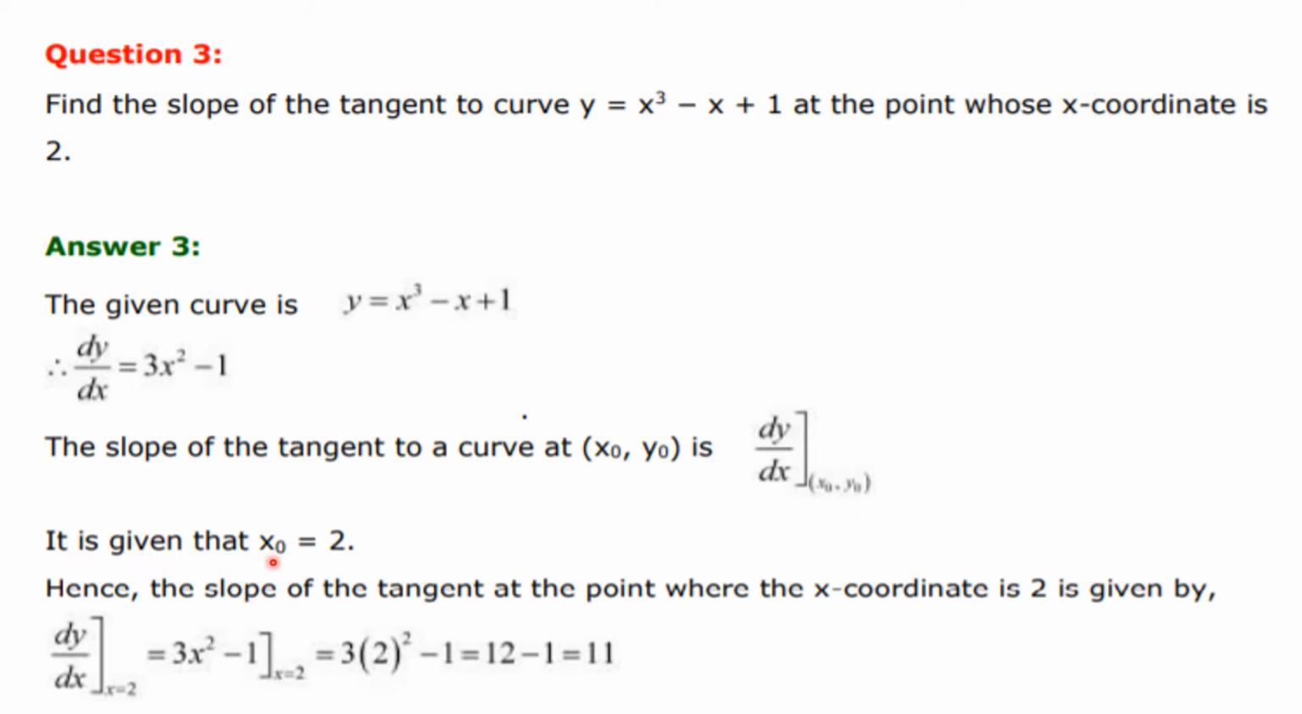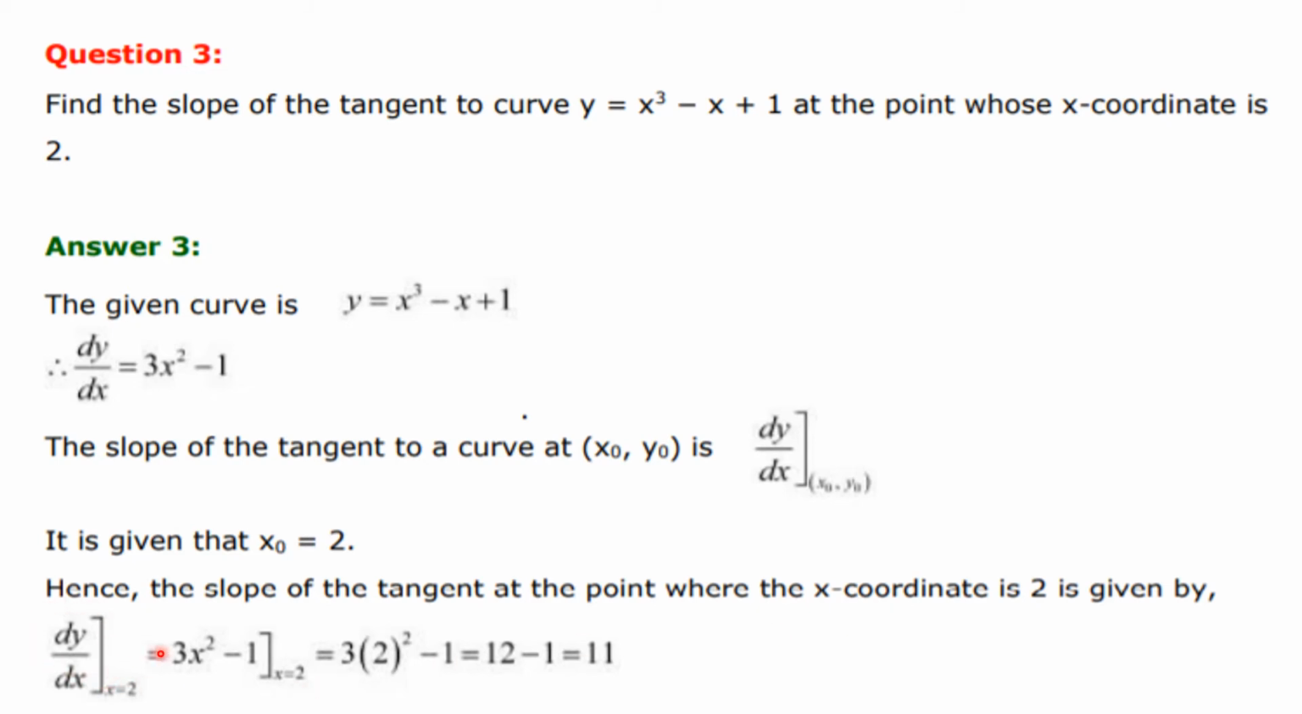Now what is given here? X is equal to 2. X coordinate is 2 is nothing but x is equal to 2 only. Don't be confused. Don't think differently. Hence, the slope of the tangent at the point where x coordinate is 2 is given by dy by dx at x is equal to 2. We wrote this entire sentence in the form of a notation. This notation denotes the slope of the tangent to the given curve at x is equal to 2. Understood this notation?